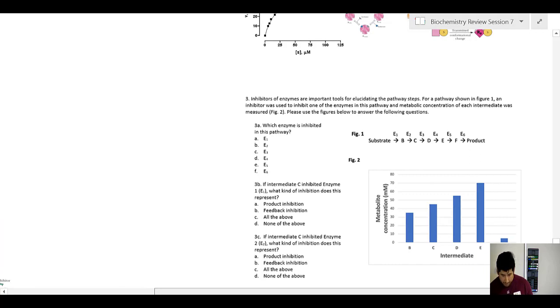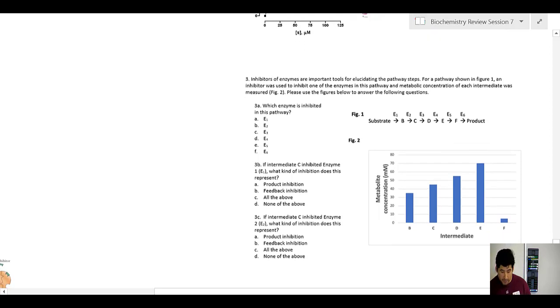All right. So inhibitors of enzymes are important tools for elucidating the pathway steps. For the pathway shown in figure 1, an inhibitor was used to inhibit one of the enzymes in this pathway, and metabolic concentration of each intermediate was measured, which is figure 2. Please use the figures below to answer the following questions. So number 3A, looking at figure 2, which enzyme was inhibited in this pathway?